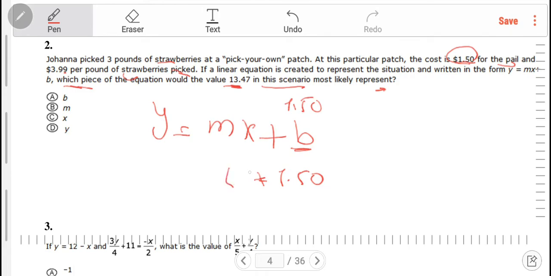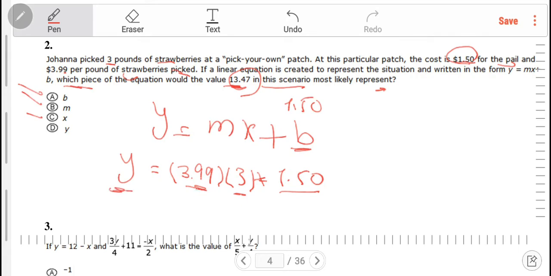So 3 here is a variable, because 3 maybe 2, maybe 4, maybe 8 pounds of strawberries. So 3 is instead of x. And the constant rate is 3.99. And now we're going to find y. He wanted the number 13. You know that 1.50 is the b, 3.99 is the m, 3 here is the x. And sorry, where is y?